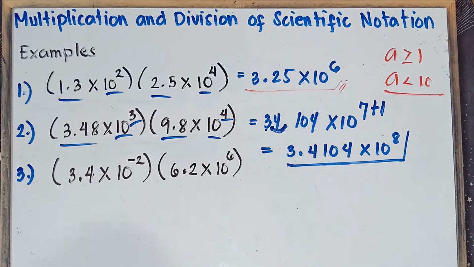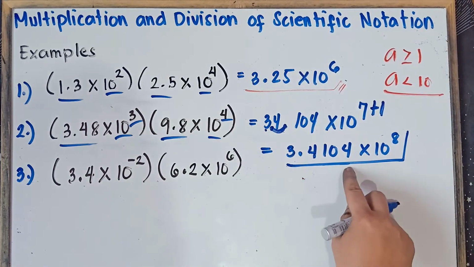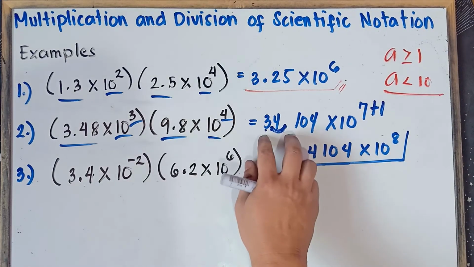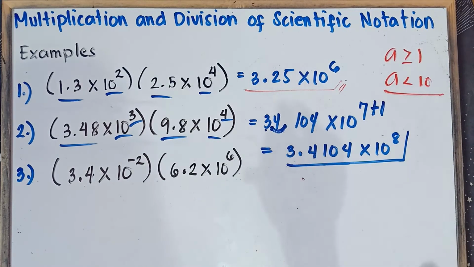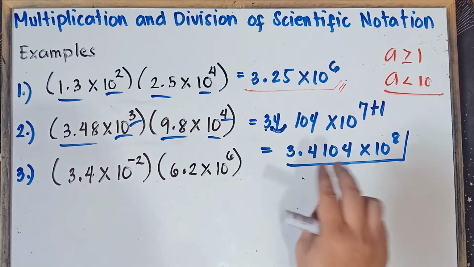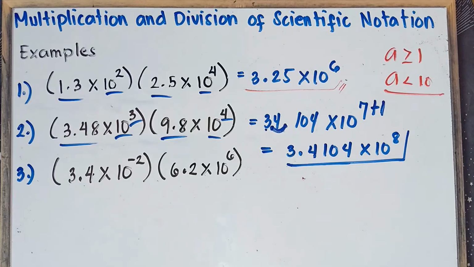Alright, so once again, the answer with regards to number 2 is 3.4104 times 10 raised to the power of 8, because 34 a while ago is not in scientific notation. A should be less than 10. That's it, class. That's the answer with regards to example number 2. Alright, so let's proceed now to example number 3.